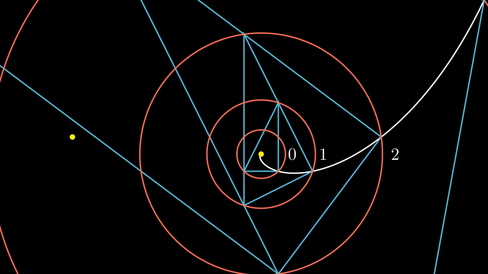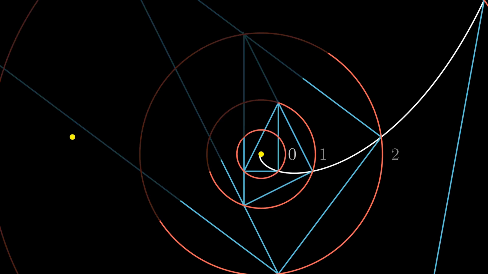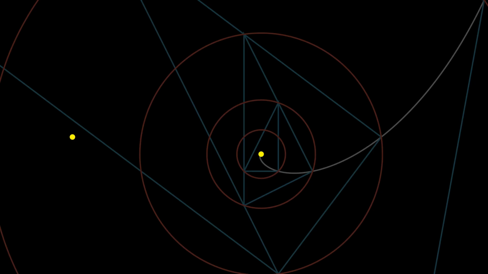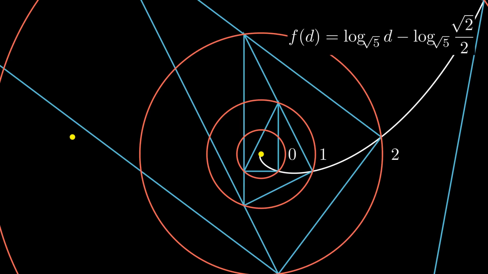Let's pick a random point. We want to scale down and rotate it around center, so it's between circle 0 and circle 1. We find distance d between point and center, and angle alpha. Angle alpha is fine as it is. Distance d needs to be logged in base square root 5. Also needs to be fixed with a log of square root 2 over 2 of same base. Because our circle 0's radius is square root 2 over 2.